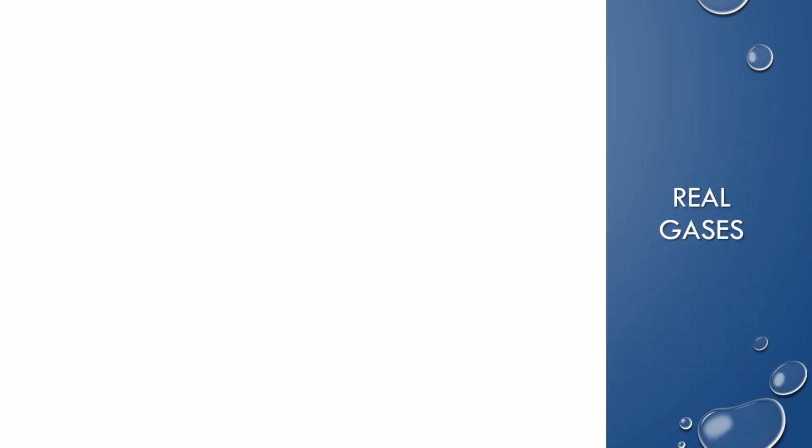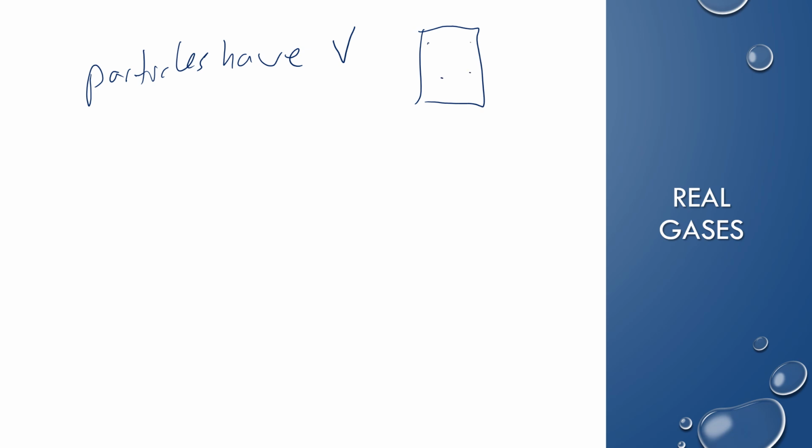Now we mentioned real gases. Real gases do not perfectly follow the ideal gas law. Real particles have a volume that is not negligible. So if you have an ideal gas, consider the space that those little dots take up is so small compared to the size of the container. A real gas, you're going to be thinking about these particles taking up space, and so that reduces the available space to move around.